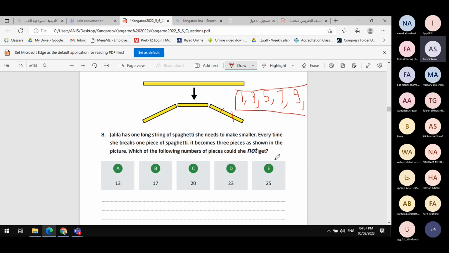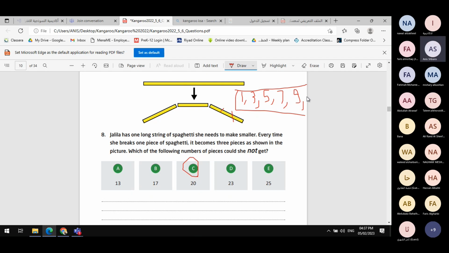E is 25. 25 is an odd number. I think it's C because 20 is an even number. Yes, it's C. It's so easy. C, so even number. 20 is an even number.